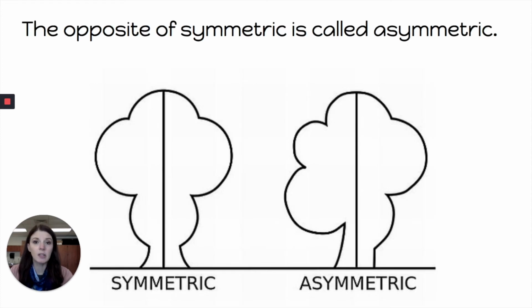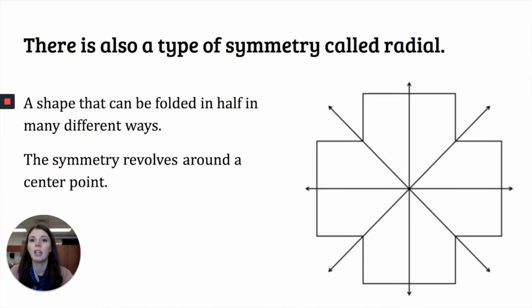The opposite of symmetric is called asymmetric. So this is a symmetrical shape here where you could fold it in half and it would match perfectly. And this is an asymmetric shape where you would fold it in half and it would not be the same on both sides.